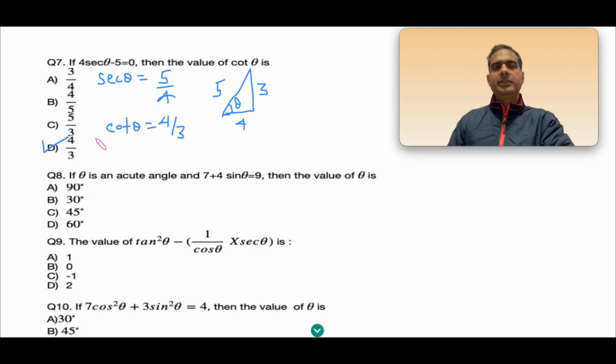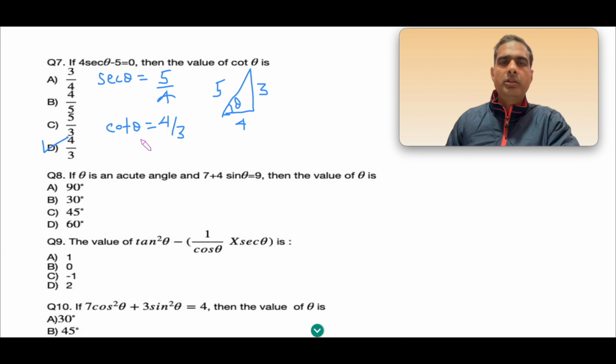So this was an easy question. We just found out the value of sec theta from the given equation. So we got sec theta is equal to 5 by 4. So in a triangle, one of the angles is theta and sec theta, that is hypotenuse over base, is 5 over 4. So we found out the perpendicular will be 3. And then in this triangle, we found out cot theta, that is base over perpendicular, 4 by 3. So option D will be the answer.